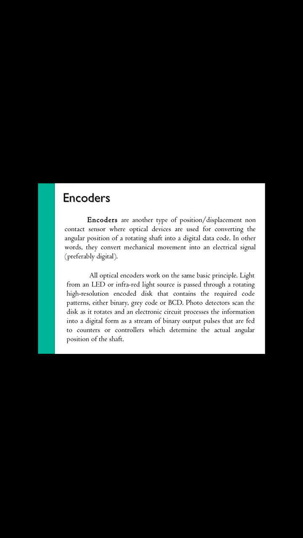All these optical-based encoders work on the same basic principle: the light from an LED or infrared light source is passed through a rotating high-resolution encoder disk that contains the required code patterns. The code pattern may be either binary code, gray code, or BCD. The photodetectors scan the disk as it rotates, and an electronic circuit processes the information into digital form as binary output pulses that are fed to the counters.